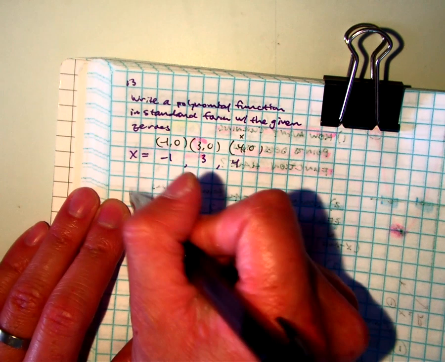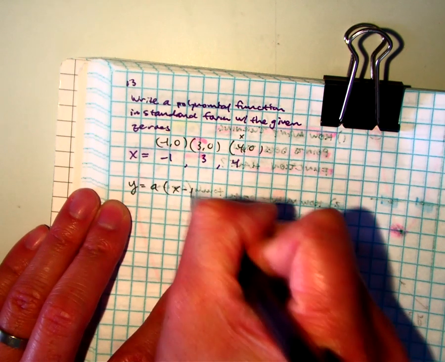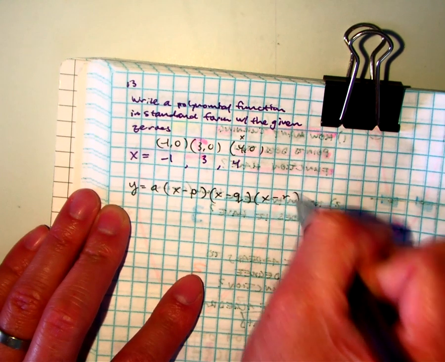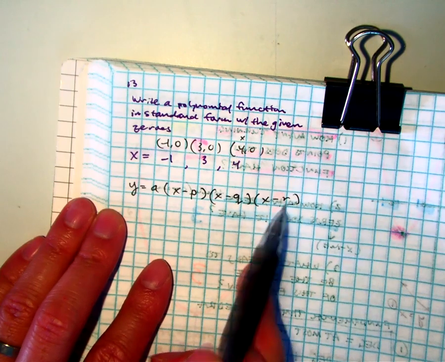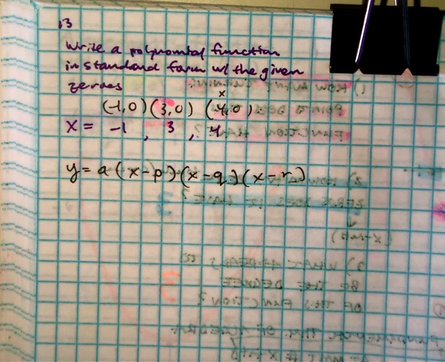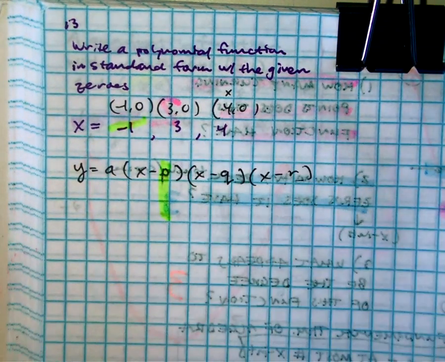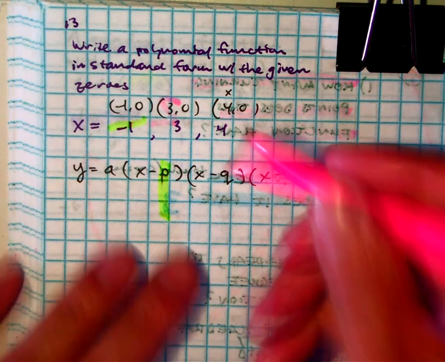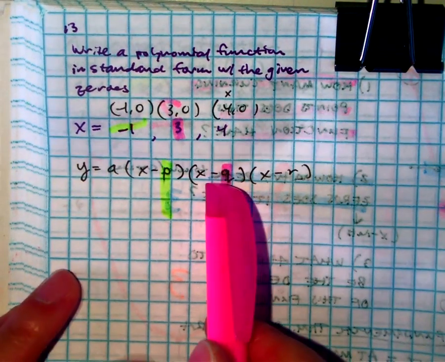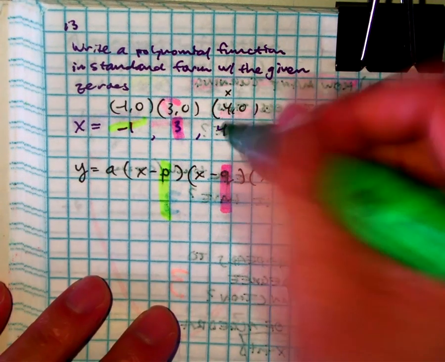So what I need to do here is just put this into my factored form. Y equals a times (x minus p)(x minus q)(x minus r). The p, q, and r represent the x-intercepts, but it does not matter what letters you use. Let's go ahead and do the substitutions. I have -1. I'll put -1 here. I have 3. I'm going to put a 3 there. Did you notice that I'm not highlighting the minus sign in the formula? And the r value, which is 4.